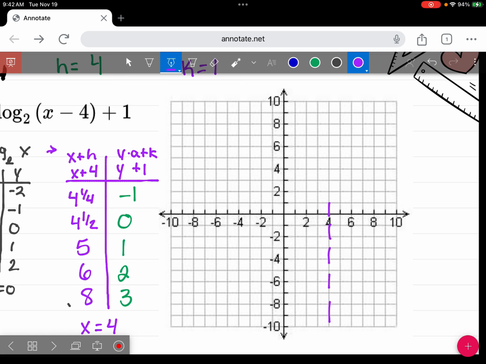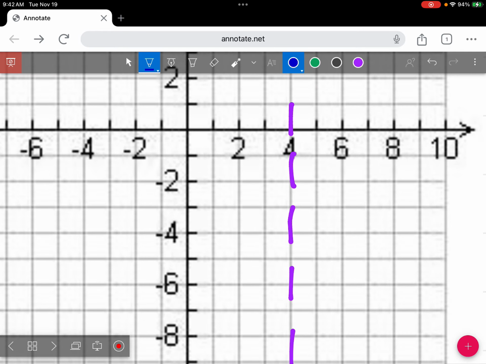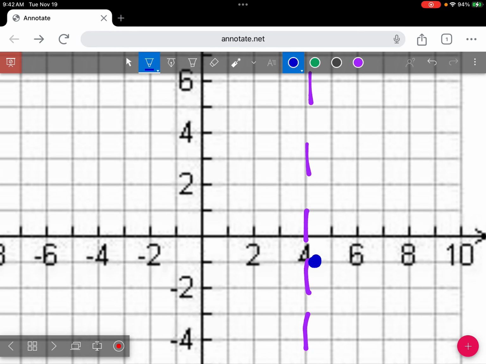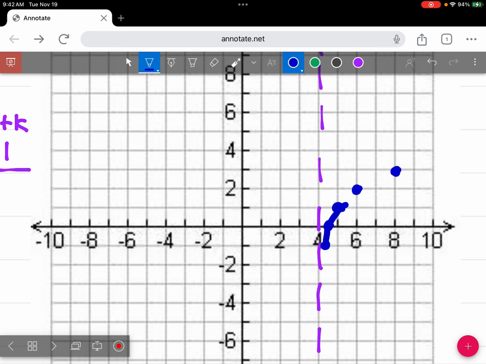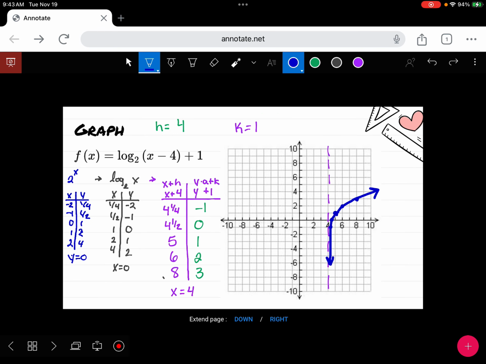So that's over here. And we're going to plot up our points with our 4 1/4, -1, so somewhere there-ish. 4 1/2, 0, somewhere like that. 5, 1, 6, 2, and 8, 3. So we approach our asymptote this way, and it continues up that way. Okay. Questions on that one?